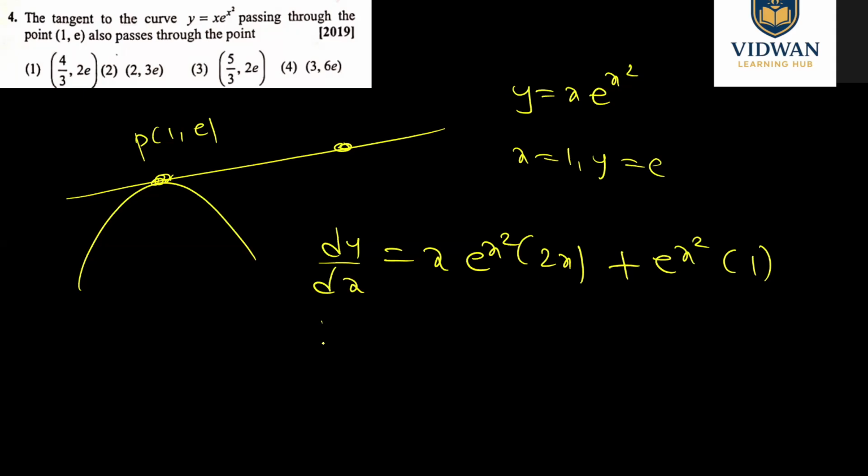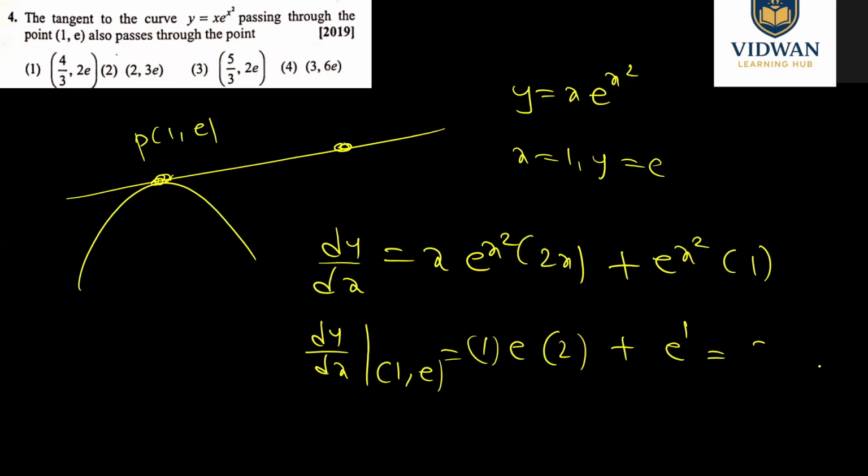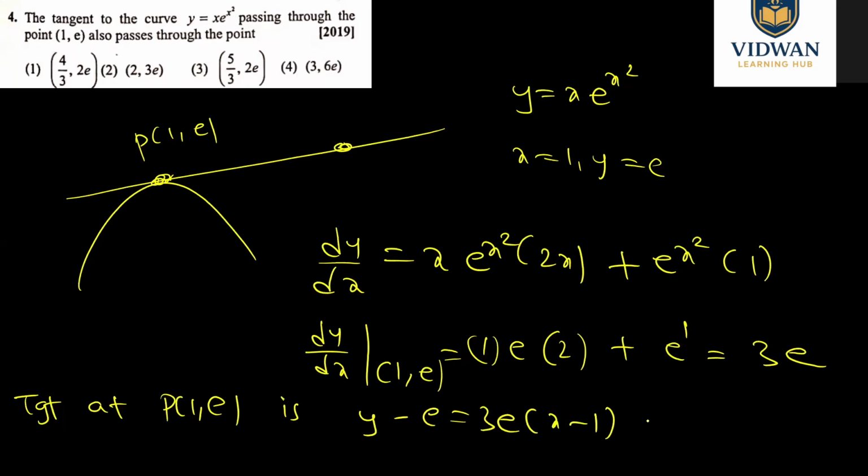So this is dy by dx, and you need to find the derivative at the point (1, e). If you put x equal to 1, this will be 1 into e power 1 into 2 into 1, that is 2e. Plus again here, you put x as 1, so it is e power 1. So finally, it is going to be 3e. So if the slope is 3e, what is the tangent at (1, e)? By point slope form, you can write y minus y1, that is e, equal to slope into x minus 1, 3e into x minus 1. So this is the same as 3ex minus y equal to, so what do you get here? Minus 3e goes to that side, becomes 3e minus e, 2e.